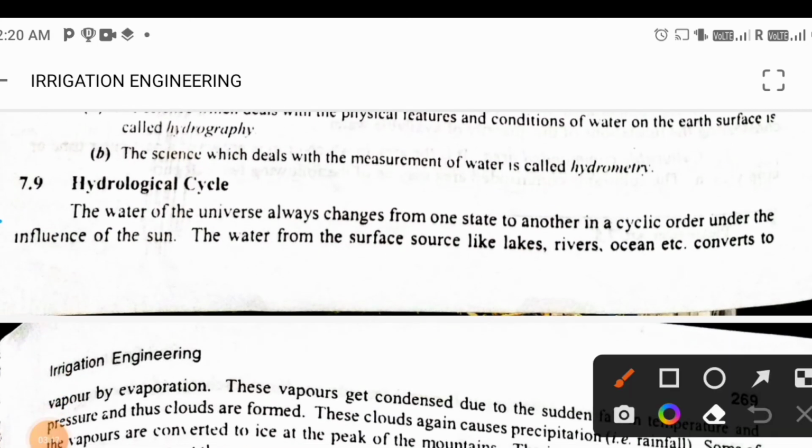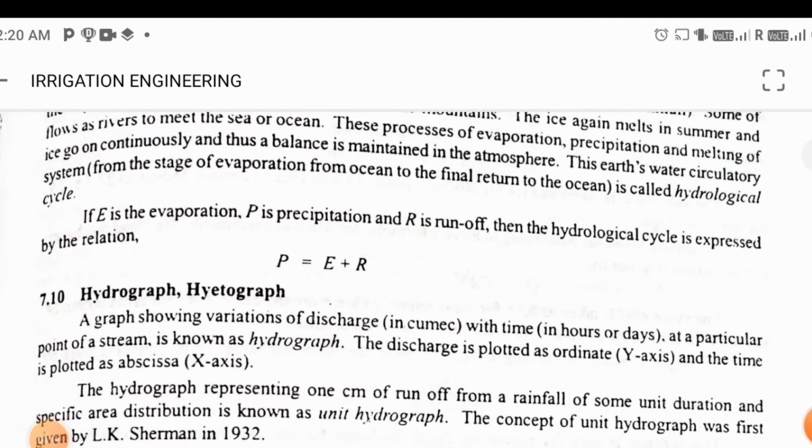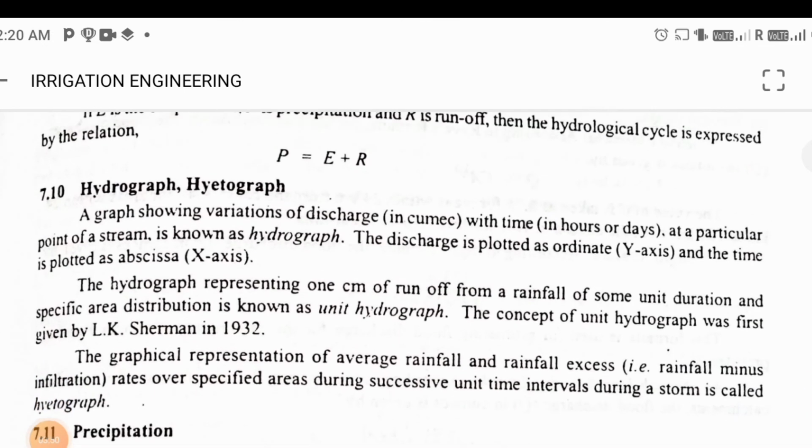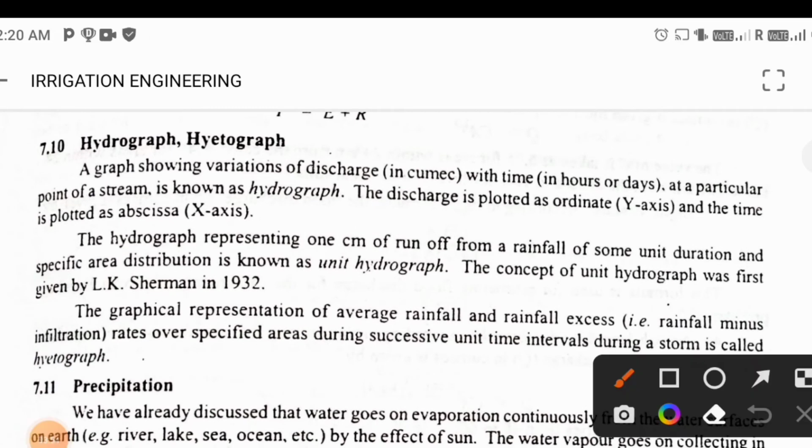Hydrological cycle. Next, hydrograph and hyetograph.